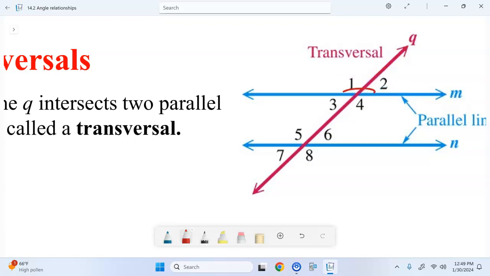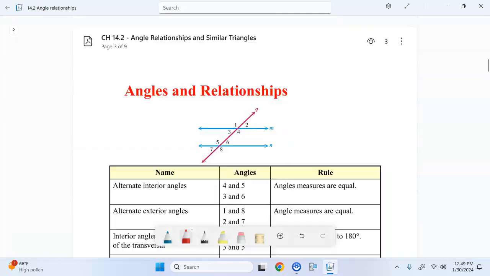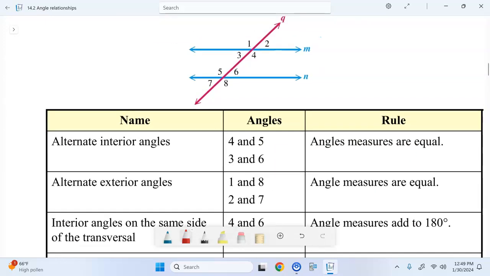So 1 and 2 form a supplementary relationship. 2 and 4 are supplementary. 3 and 4 are supplementary. 1 and 3 are supplementary. So any of those angles right next to each other on the transversal are going to be supplementary. So they add up to 180 degrees. A couple other relationships.